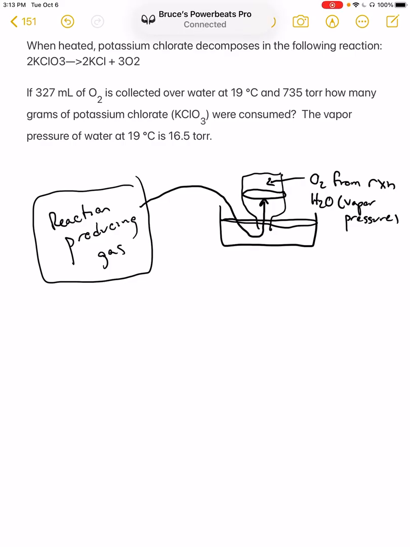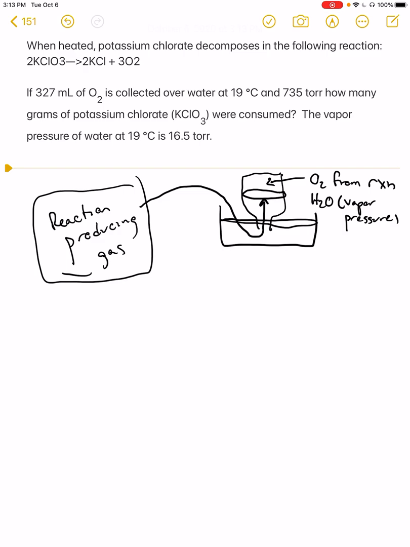Okay, we're going to look at an example of collection of a gas over water. This experimental technique can be used to get information about a gas produced in a chemical reaction, or through stoichiometry, the reaction itself. So in our example problem, we have a reaction in which potassium chlorate is decomposed to produce potassium chloride and oxygen gas.